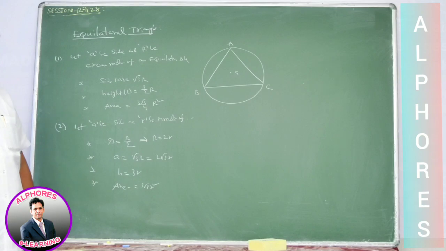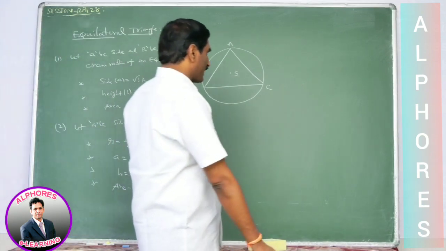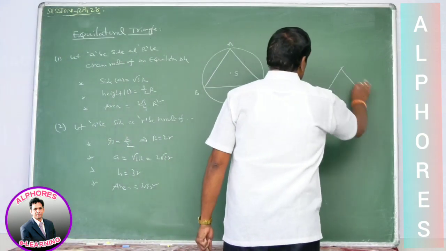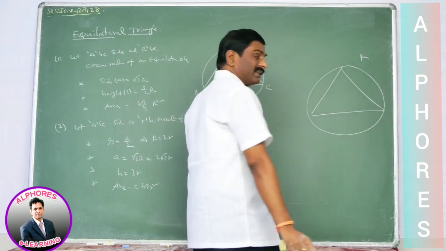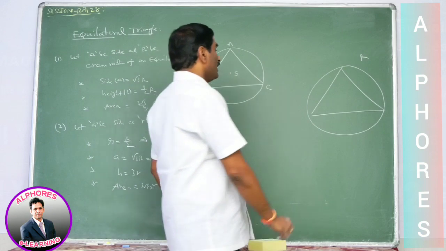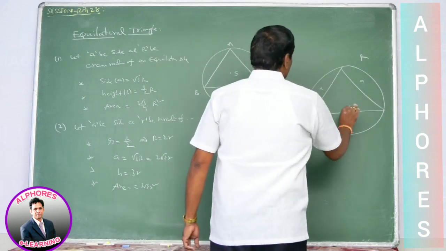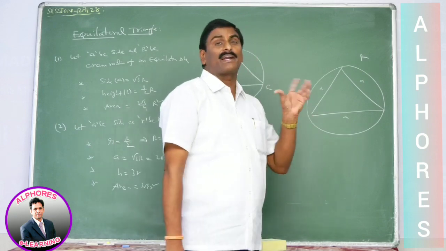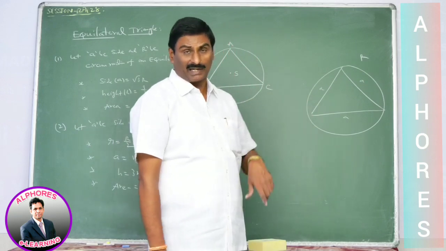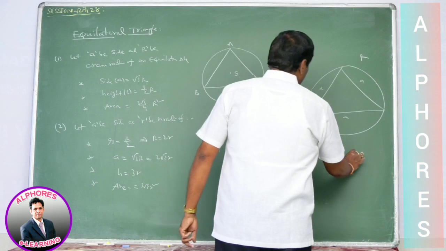Next, equilateral triangle. Let A be the side of an equilateral triangle and capital R be the circumradius of an equilateral triangle. In an equilateral triangle, all sides are equal. Say this value is A. Each angle is equal to 60 degrees. What is the relation between the side and the circumradius of the equilateral triangle? In an equilateral triangle, each angle is equal to 60 degrees.